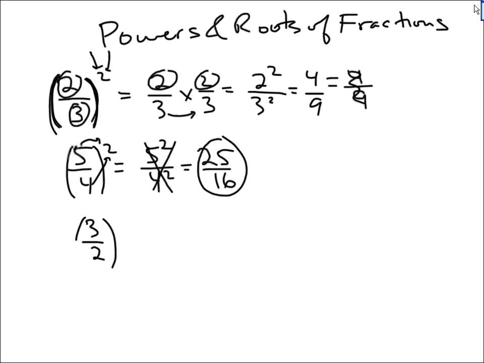3/2 cubed. Why, that's 3 cubed over 2 cubed. 3 cubed: 3 times 3 is 9, times 3 is 27. And I divide this by 2 cubed, which is 8. And there's the answer.